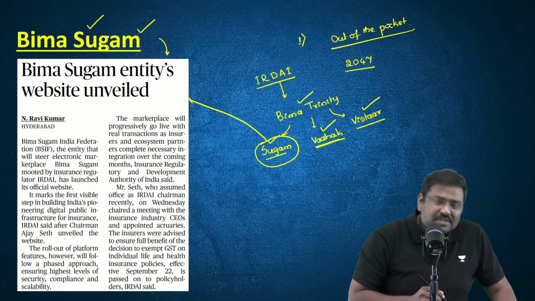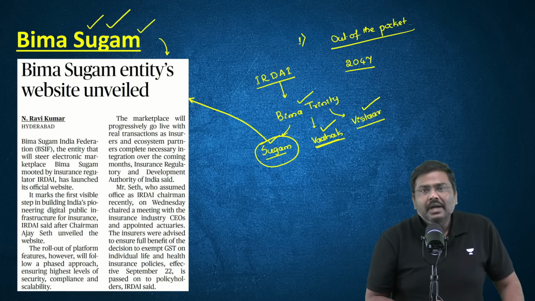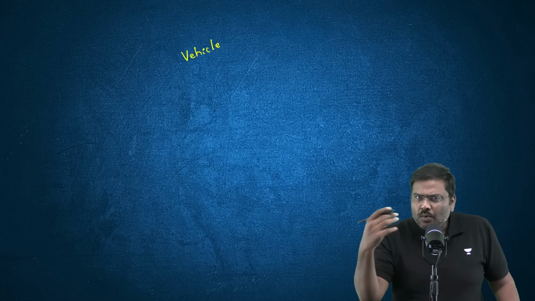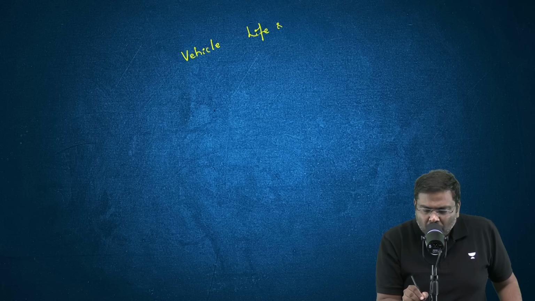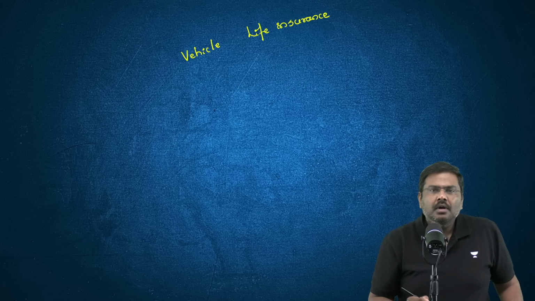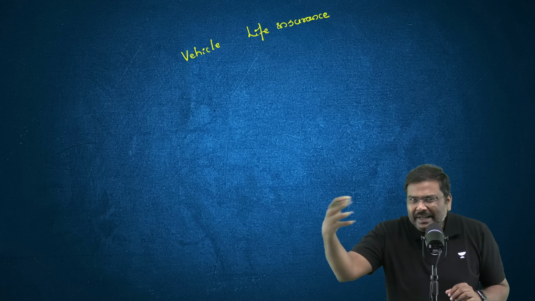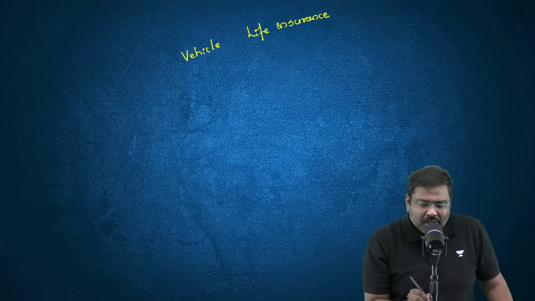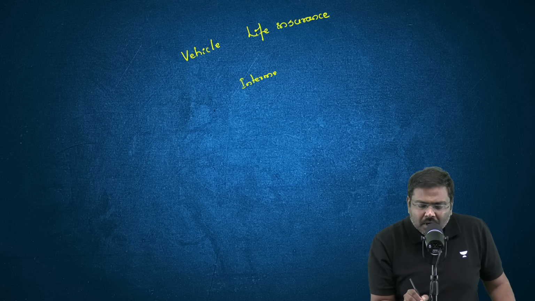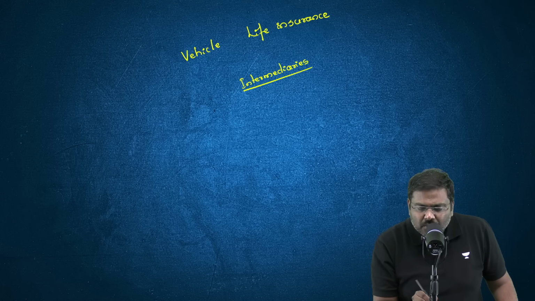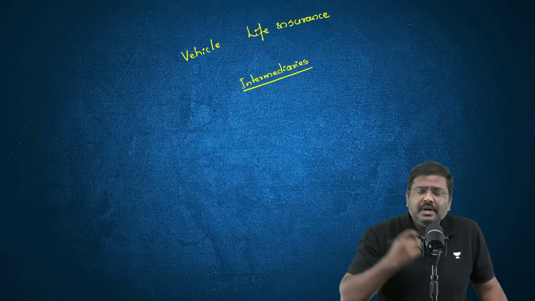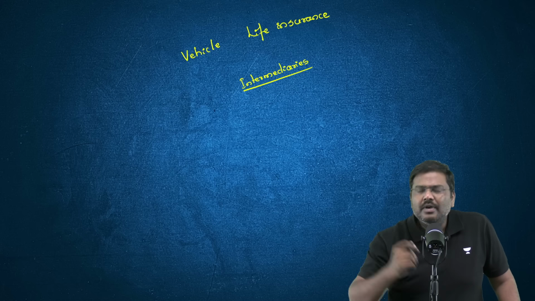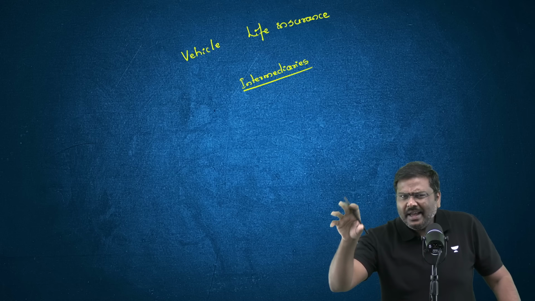Coming to the third one, regarding which the announcement has been made now, the Bima Sugam initiative. Let me explain to you. Let's say right now you want to purchase a vehicle insurance. You also want to purchase life insurance. You want to purchase medical insurance, etc. What is the practice that we follow? We go to the internet, we go to Google, we search for the insurance service provider. A lot of times, the intermediaries' websites or apps are recommended to us. We will download the app or log into the website and purchase different types of insurance products.